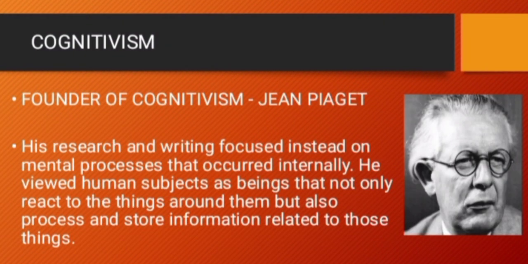The second one is cognitivism. The founder of cognitivism is Jean Piaget. His research and writing focused instead on mental processes that occurred internally. He viewed human subjects as beings that not only react to the things around them but also process and store information related to those things. So, cognitivism learning relies on both external factors like information or data and the internal thought process.